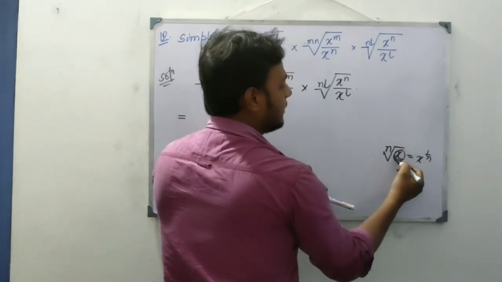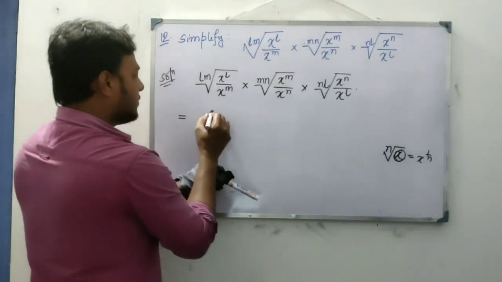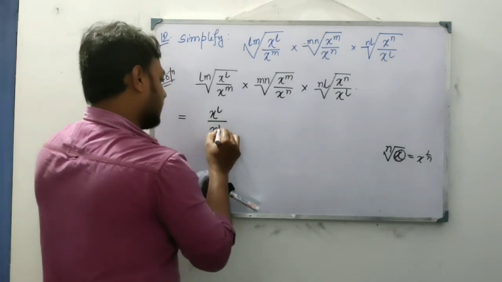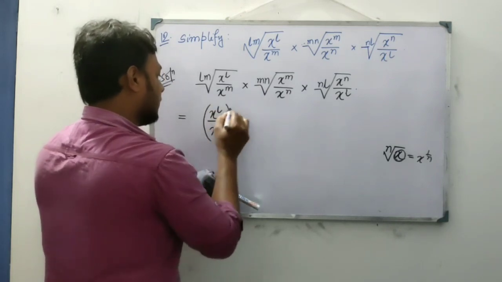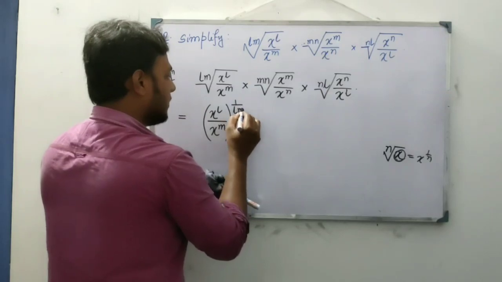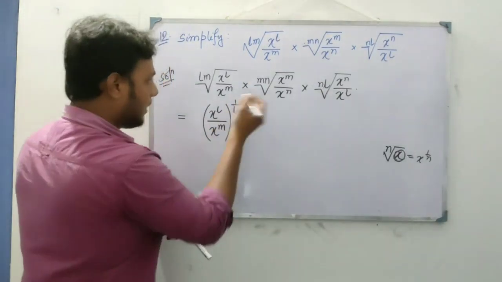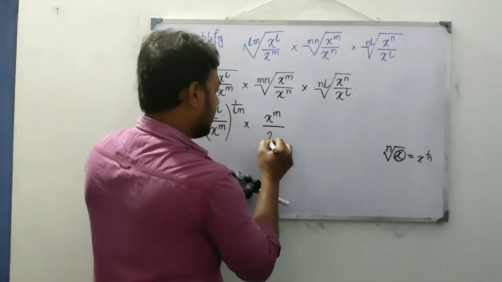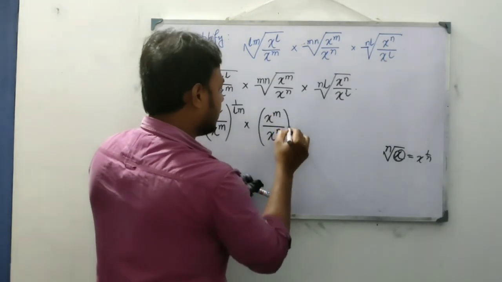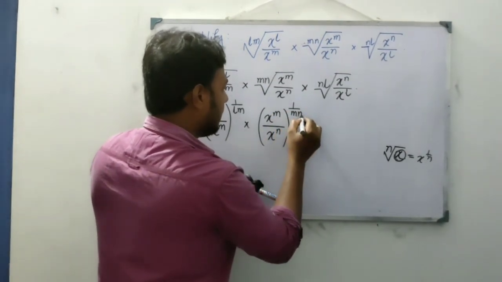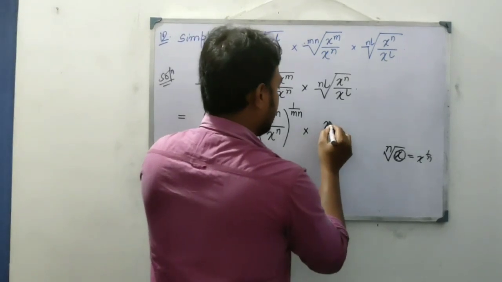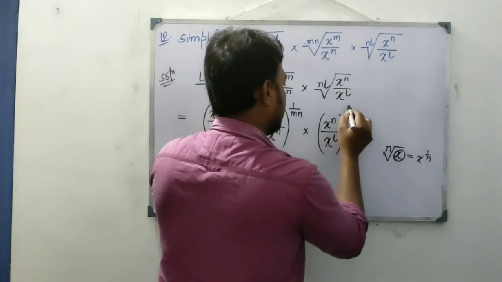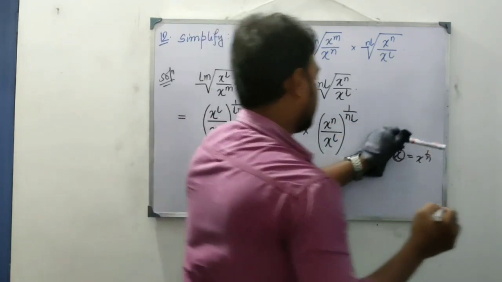Just the power of inside this will be 1 by n. So if we use that, then x to the power l by x to the power m, the whole power will be 1 by lm. Did you get it? So apply this for the second one also. For the second one, if we apply it, then x to the power m by x to the power n, the whole power will be 1 by mn. And for the third one, x to the power n by x to the power l, whole power 1 by nl. Understood?